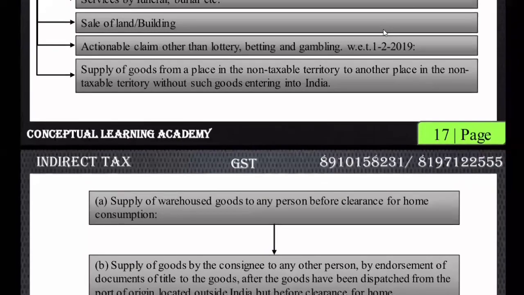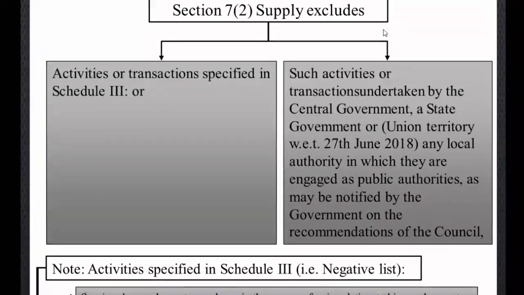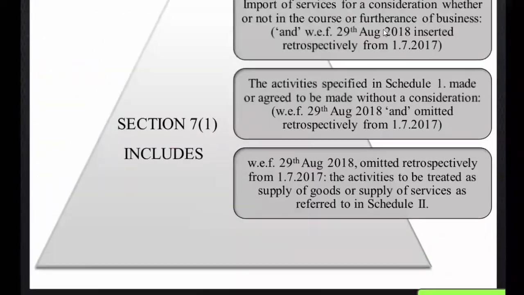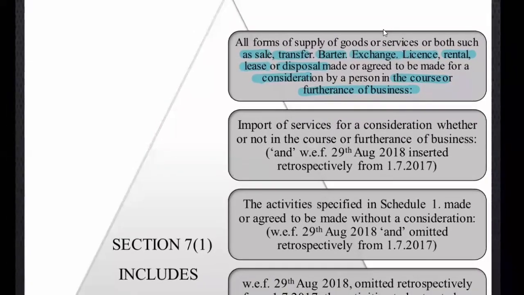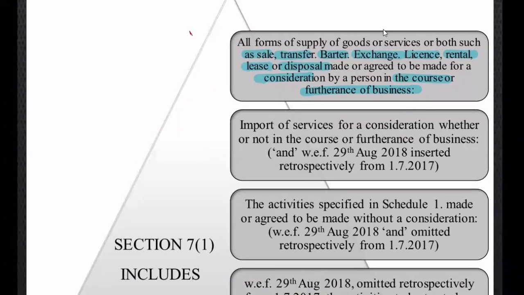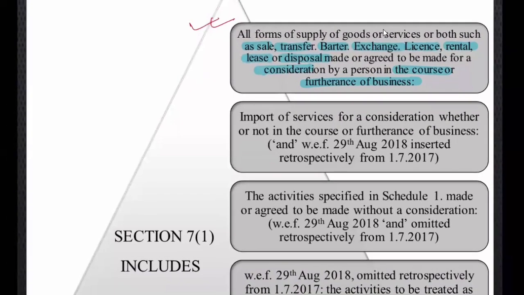Okay, now I'll again come to the top. Right now we have just discussed this much by spending so much time. Next, what it is saying: it includes import of service for consideration, whether or not in the course or furtherance of business. Don't you think we have read it somewhere? The exception part. That's what we read. If there is import of service for consideration, no need to see any other point of view. It is a supply and GST will be liable. Correct? That's what we read.